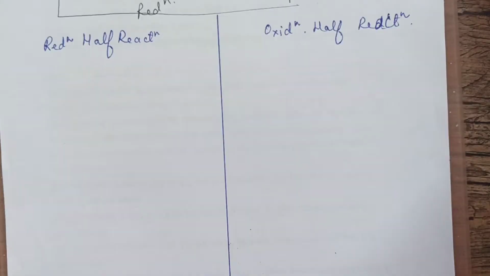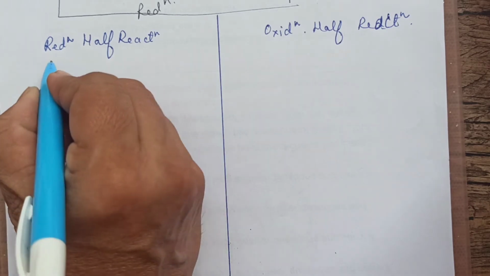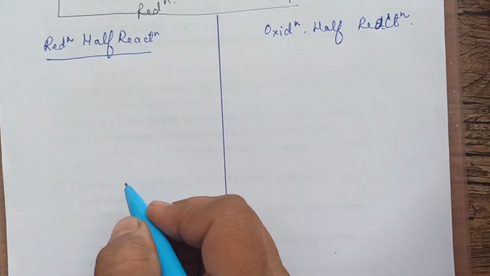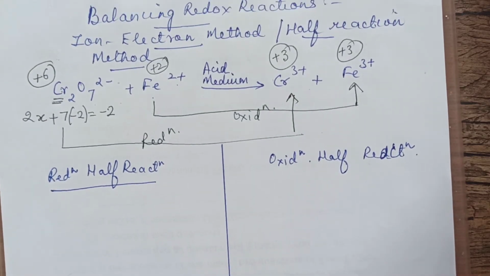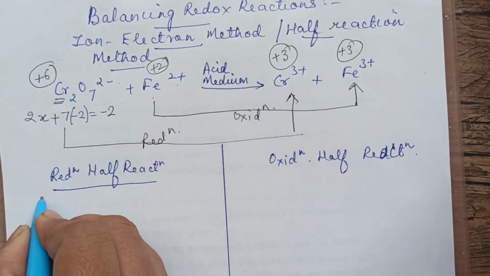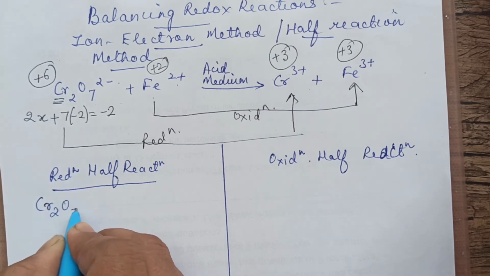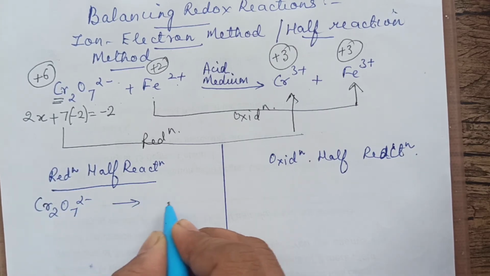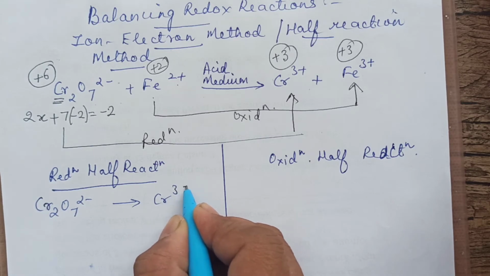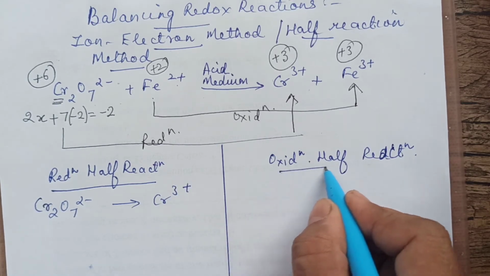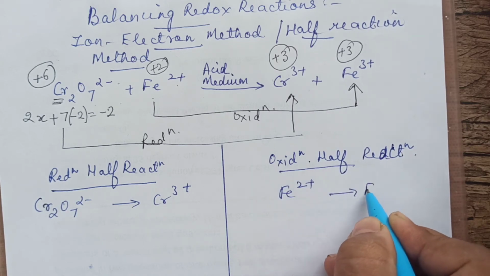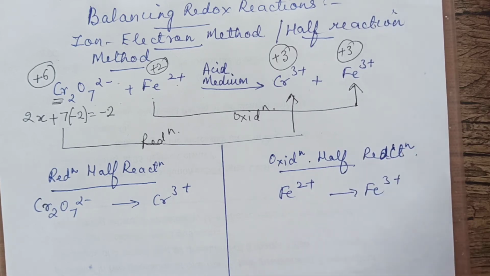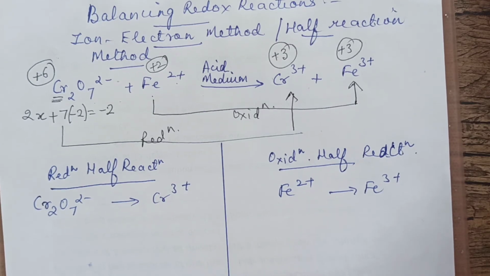We can draw a line across, and then we will copy down the species that were undergoing oxidation and reduction. Cr2O7 2- was undergoing reduction, so we copy the whole thing: Cr2O7 2- is getting reduced to Cr3+, and in the oxidation half, Fe2+ is getting oxidized to Fe3+. Do not miss out anything when you are copying down. That is very, very important.